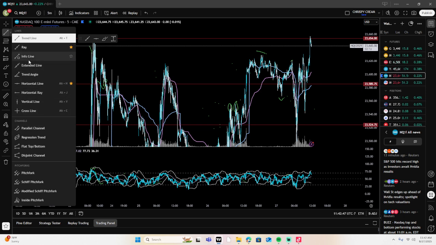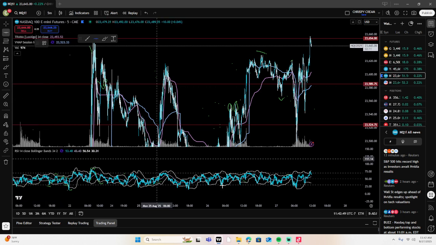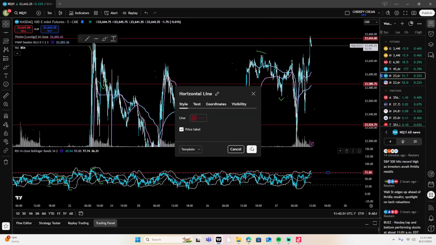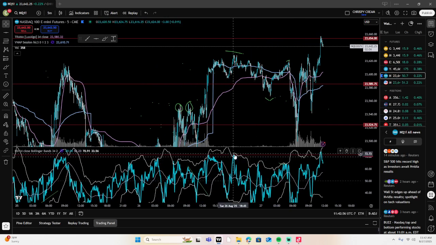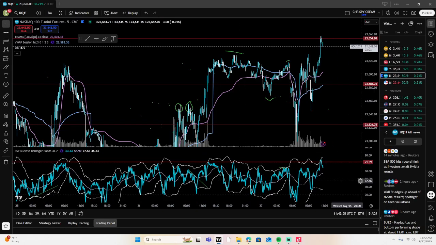But for example, where's the horizontal line? You would literally just come on here and draw it like this. It looks something like this. You just chart it like a normal line, treat it as resistance, treat it as support.